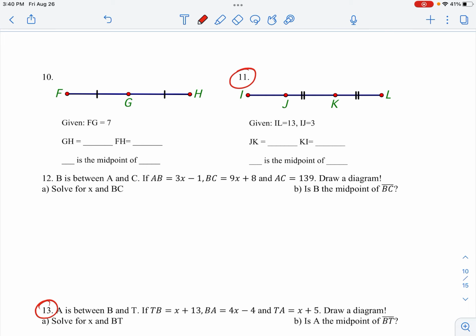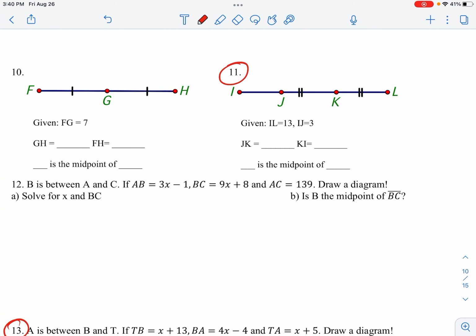Last two. Number 11. So, given IL is equal to 13, so this length here is 13, and IJ is 3, find JK, KI, and then we find blank is the midpoint of blank. So, a couple things to note. If this is length of 3, that means, let's do this in blue, J to L has to be equal to 10, right?